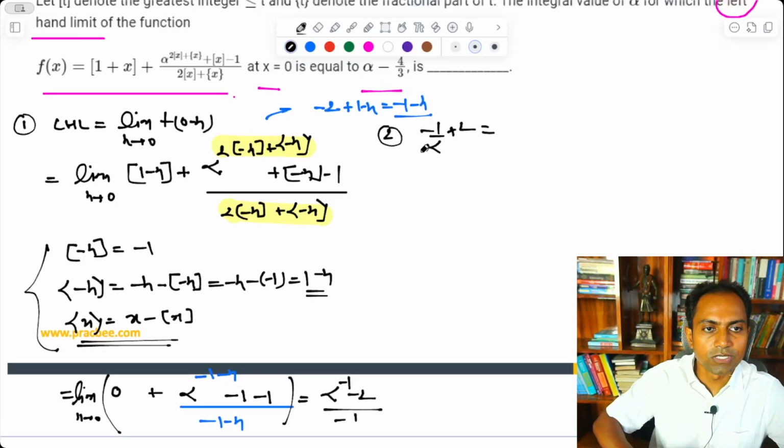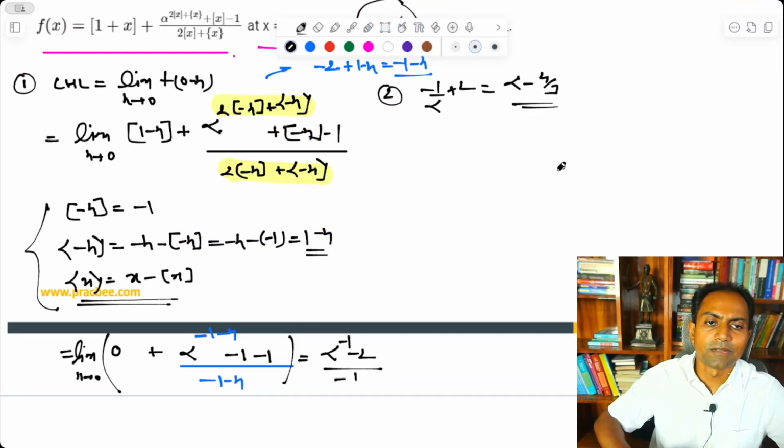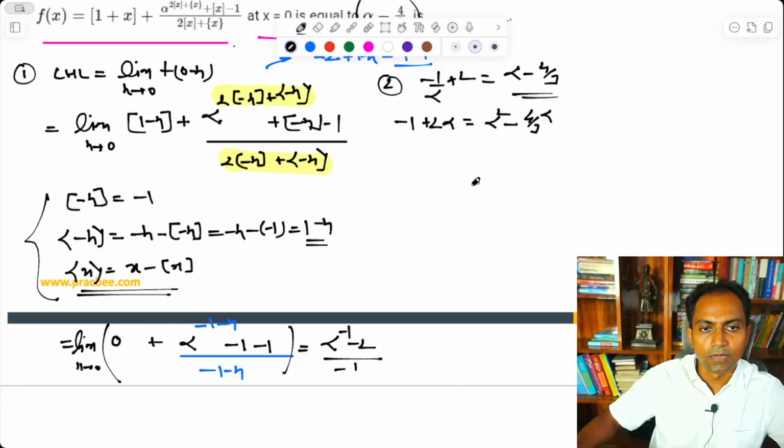And the question says that the value of this part is nothing but alpha minus 4 by 3. So let us equate it to alpha minus 4 by 3. After this it is a simple question of quadratic now, because we can cross multiply it. So minus 1 plus 2 alpha would be equal to alpha square minus 4 by 3 alpha. And then you can also cross multiply by 3. So this becomes 3 alpha square. And in fact, you can simplify and then do it.